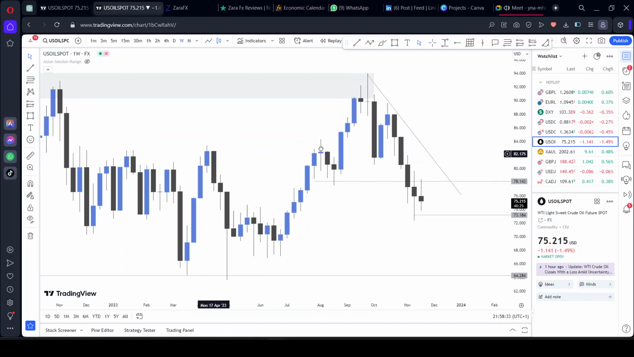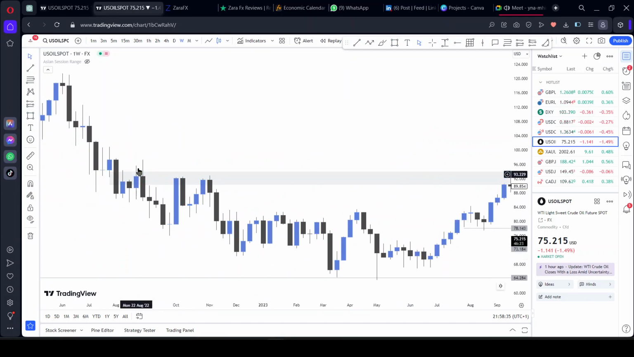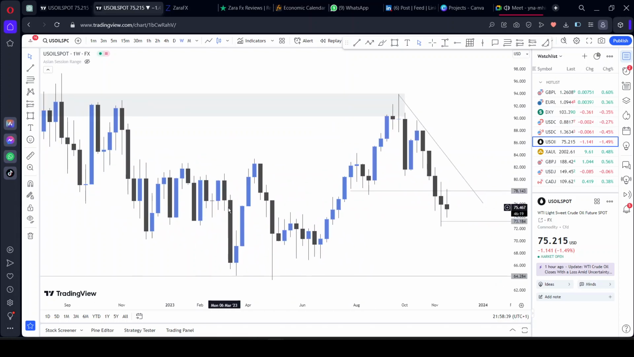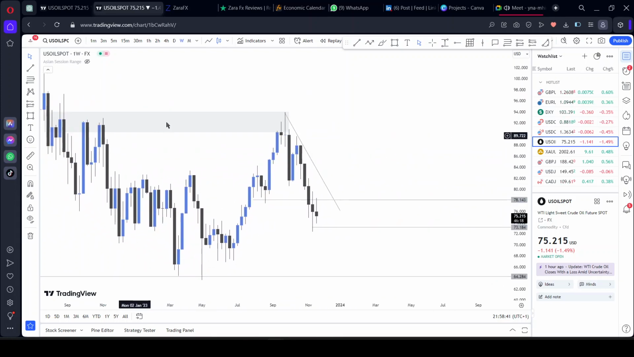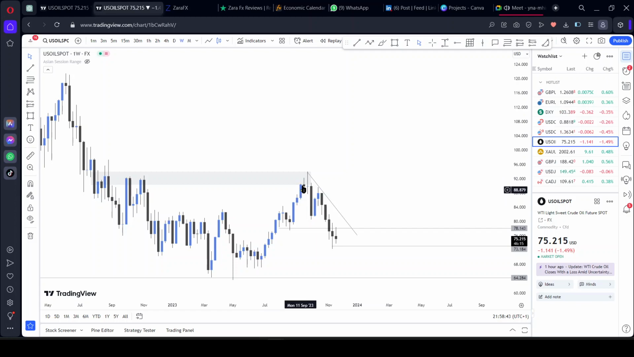Can you see it? This was an old resistance. Boom, boom, boom. Price reacted from this resistance multiple times, and it has come back to retest that resistance for a fourth time. And I said the fourth touch of the resistance is still valid, right?